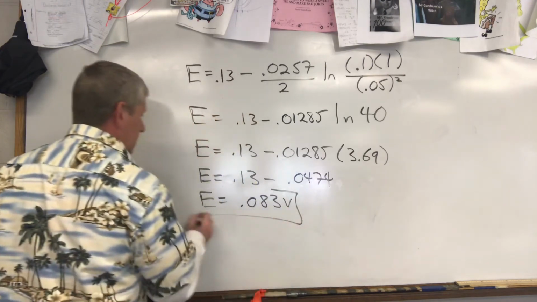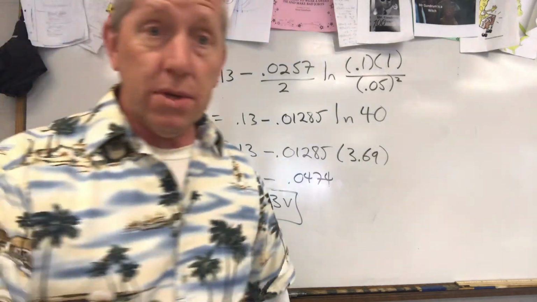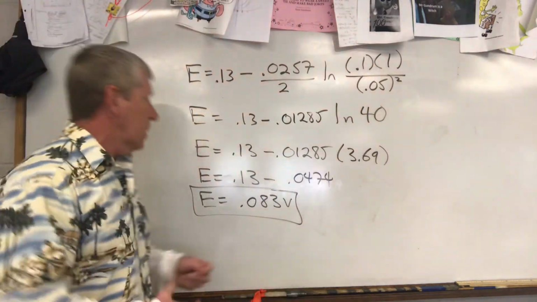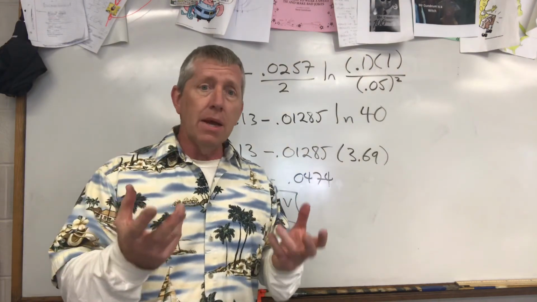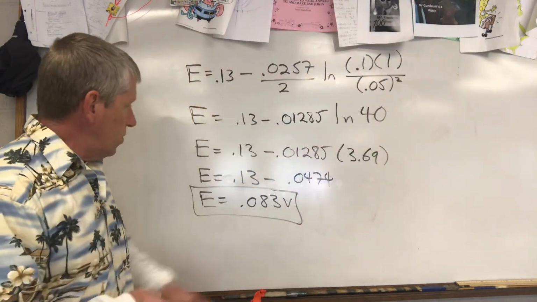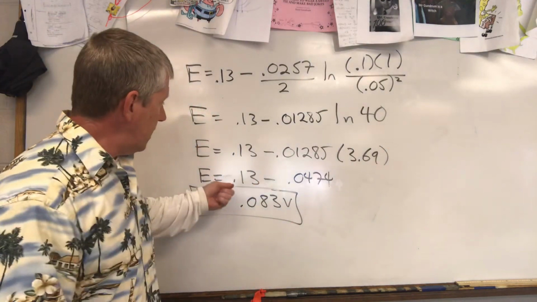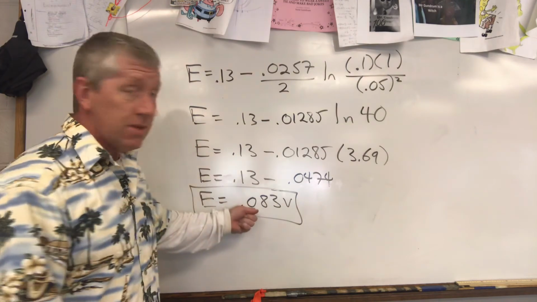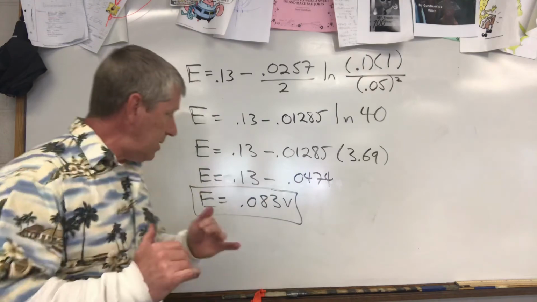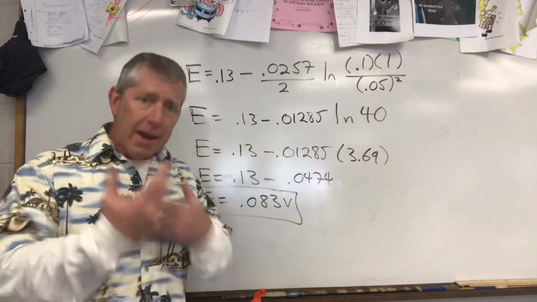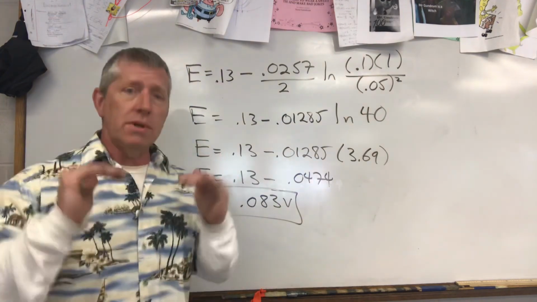0.083 volts. So the amount of voltage produced by these weak concentrations of hydrogen and lead in my galvanic cell would be 0.083. If they were under standard conditions, we would have had 0.13. So it is less. They're weaker solutions. They weren't 1 molar. They were smaller, more dilute. So there's not as many ions, not as many electrons being exchanged. Makes sense. Voltage should decrease.